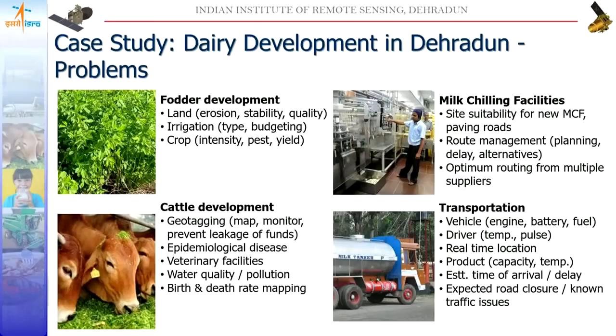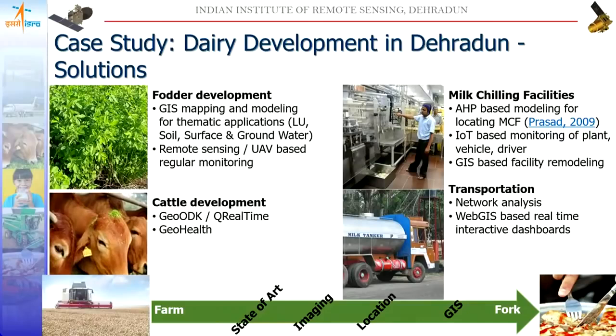For instance, fodder development. You might be wondering how fodder development is directly linked to the cattle, which have to come for grazing, and then you have to provide the best possible fodder so that you can have better quality milk available. So how can we work on fodder development, how can we have good milk chilling facilities, how can we have the best monitoring of our cattle, how they are moving from place to place, and then the transportation. These are certain problems which can directly be catered to by making use of GIS.